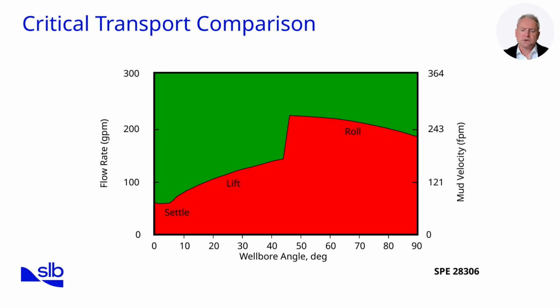Finally, in high angle and horizontal wells, rolling becomes the primary mode of transport. The fluid struggles to lift particles effectively, and cuttings continuously migrate to the low side. In these cases, we rely not only on velocity, but also on mechanical agitation, such as drill string rotation and reciprocation, to disturb beds and keep the hole clean. The key message: hole inclination directly controls cleaning efficiency, and hydraulics must be designed accordingly.